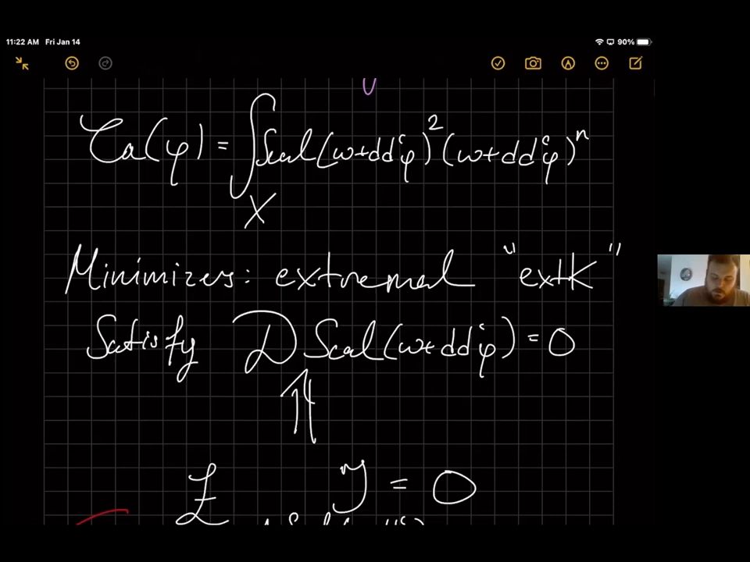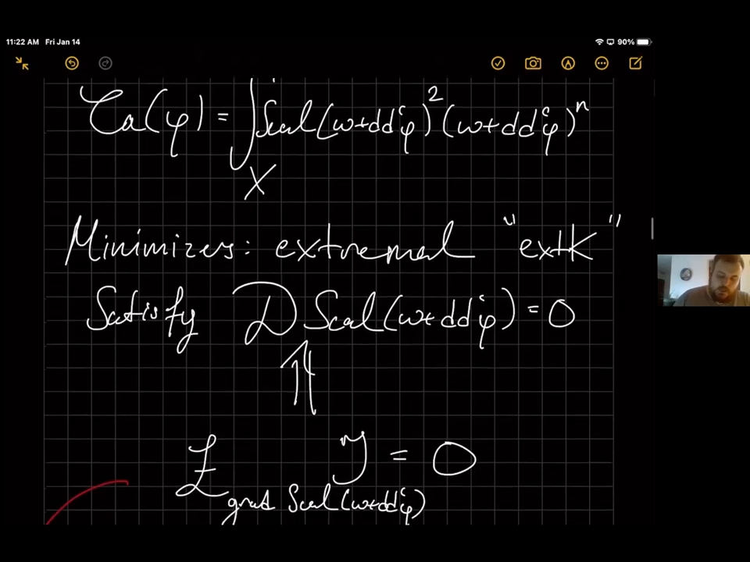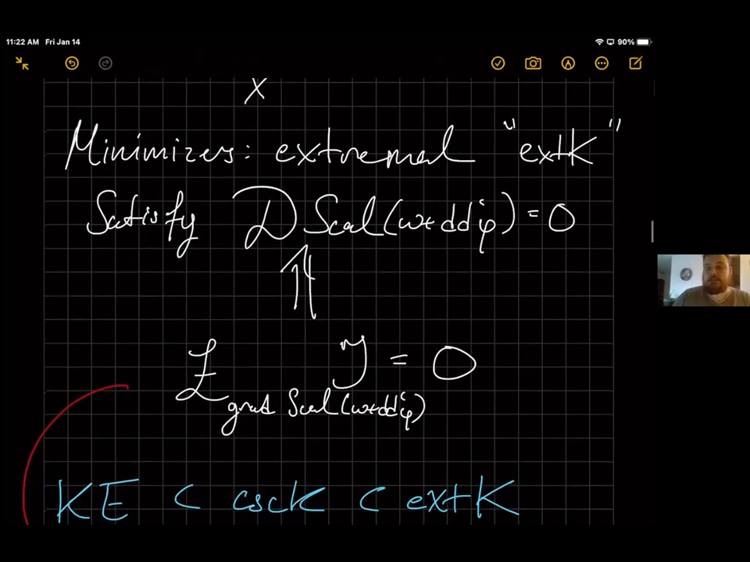And the Euler-Lagrange equation of this functional that such metrics will satisfy involves that fancy script D operator that I introduced earlier. So basically, a metric is extremal if its scalar curvature is in the kernel of this operator. But what that means is that the 1,0 part of the gradient of the scalar curvature is a holomorphic vector field.